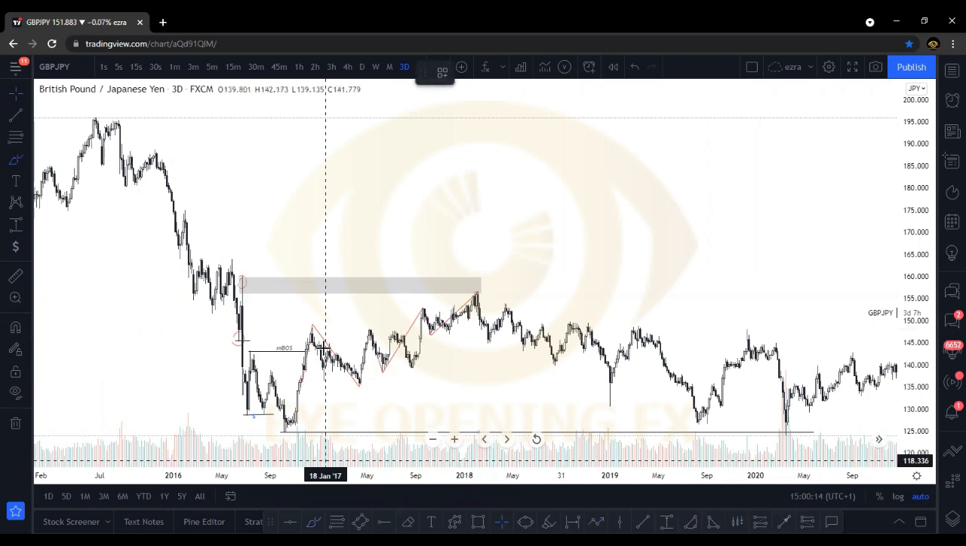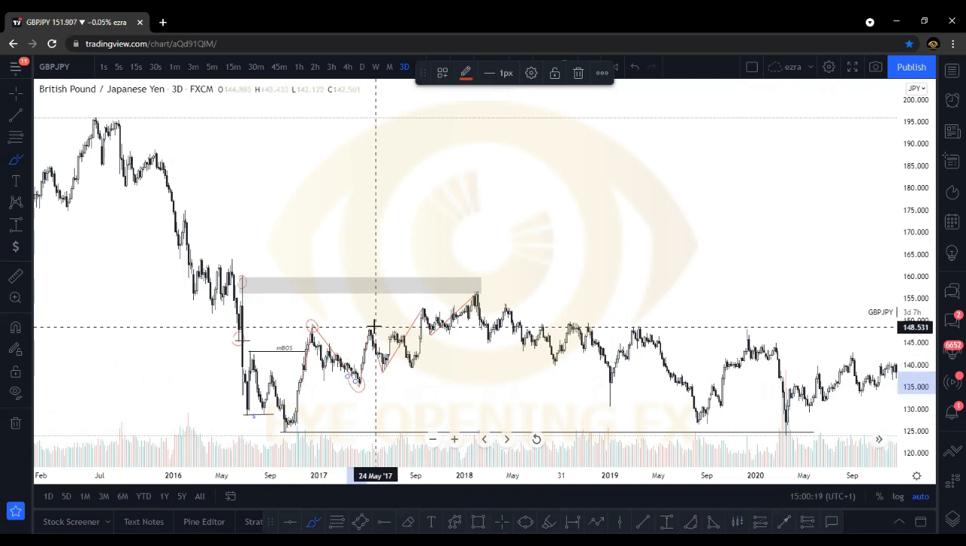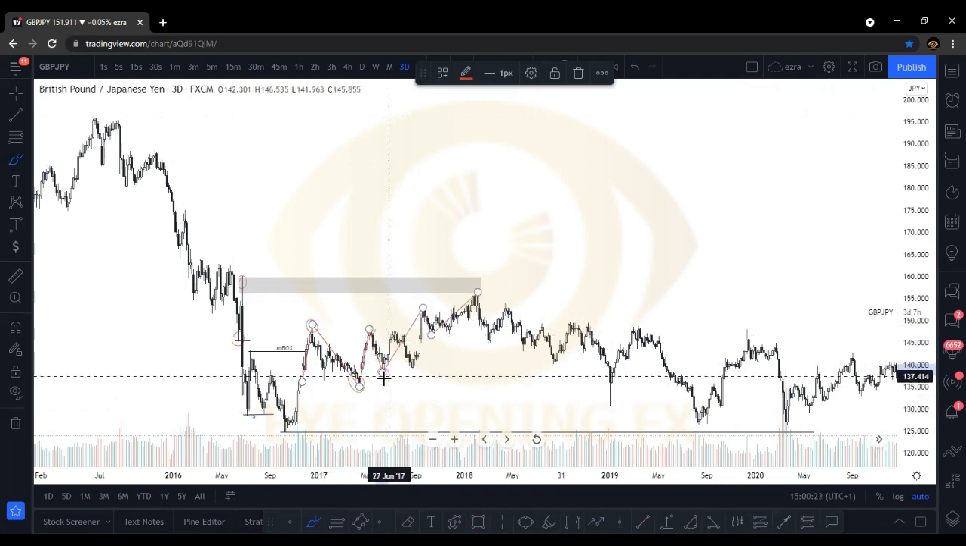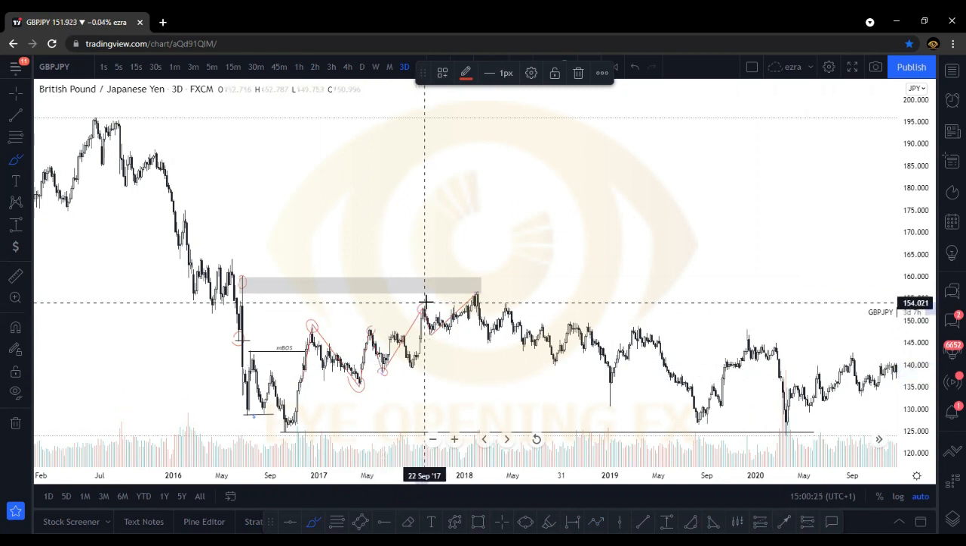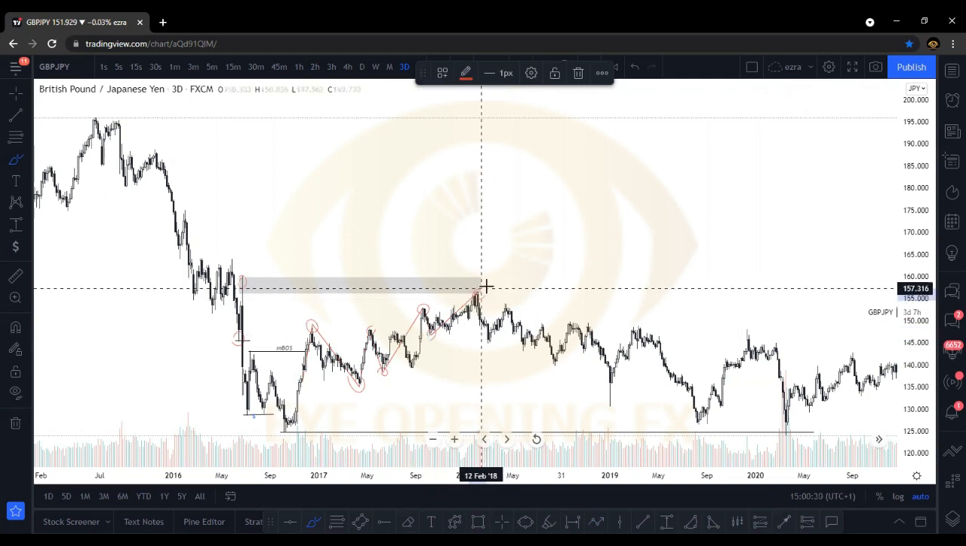So that means this is our higher high, higher low, higher high, higher low, higher high, higher low, higher high. Before, market gave us what? A lower low.